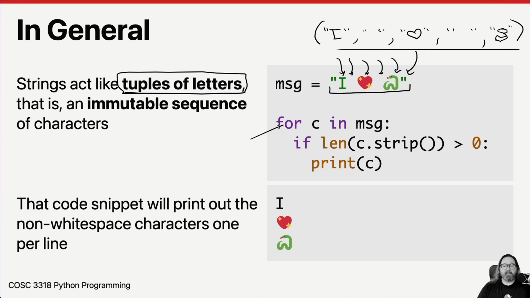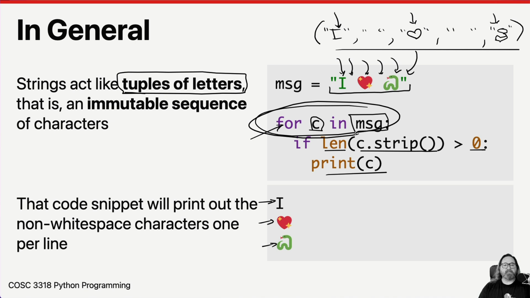So this tuple of letters is really kind of like what a string is. And so everything that we can do with tuples, we can do with strings too. And more, because strings are so important in programming. So for example, we can loop over each letter or each character inside a string. And then if we strip off the white space and look at its length, if that's greater than 0 and we print that out, we end up printing out the 3 characters inside here that aren't just white space. They aren't just spaces or whatever. So I, heart, Python. So we can loop over strings just like we can loop over tuples. And we can get the length of strings just like the way we get lengths of tuples.